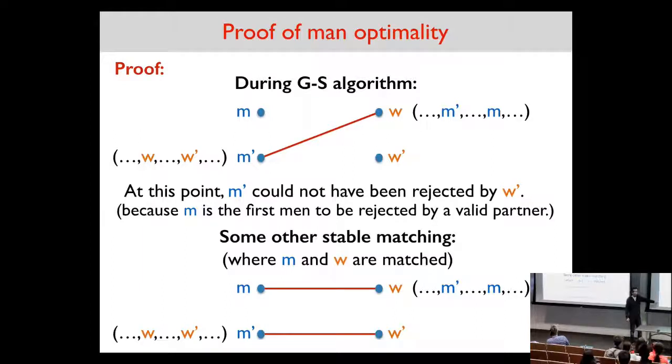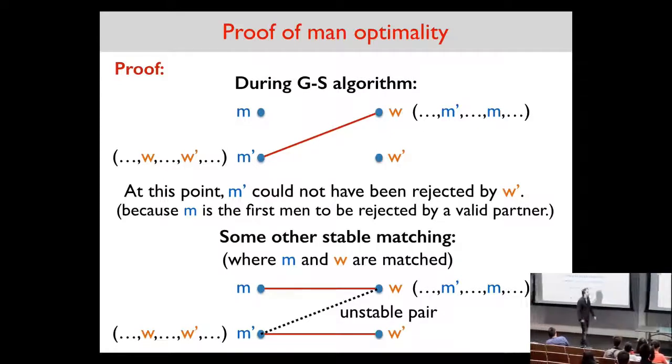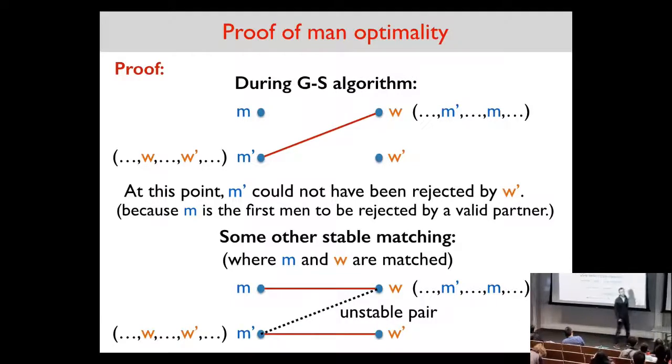But now is the contradiction, because now if we come back to this matching here and look at this pair, M prime and W, that's going to be an unstable pair. Okay, why? Because you see M prime prefers W over his current partner, W prime, and you look at W, well, she prefers M prime over her current partner, M. Unstable pair, and that's a contradiction, because we assume that this is some other stable matching. It cannot contain an unstable pair. And that completes the proof.